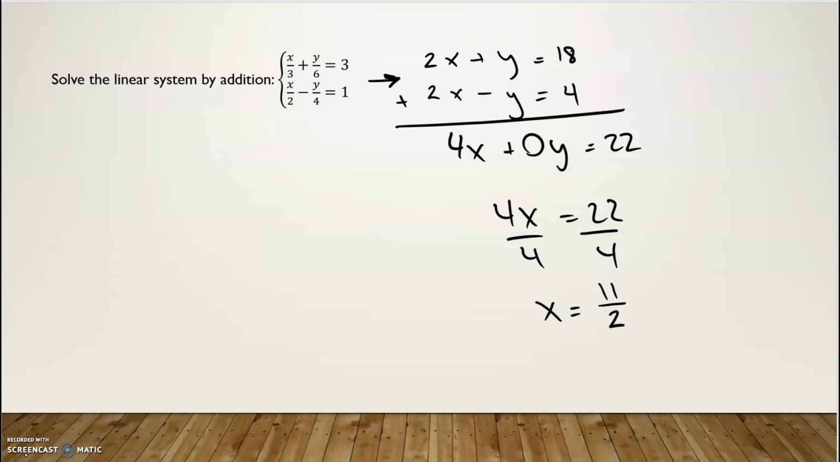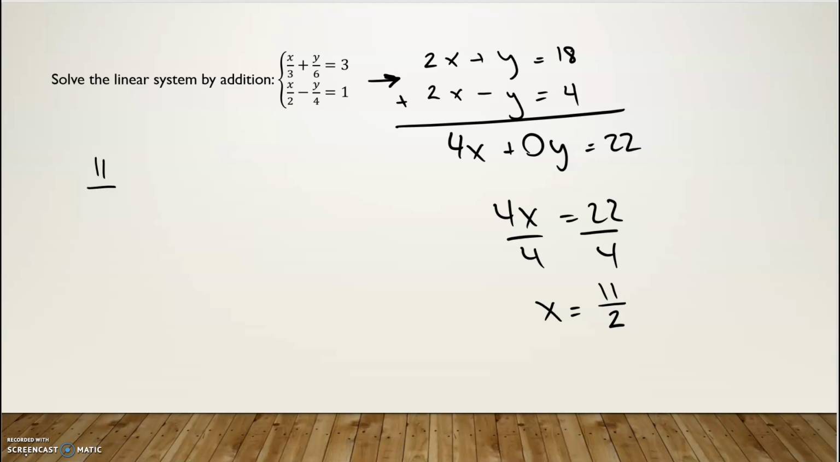This is section 7.1, part 3. We're trying to solve the system by the addition method. I've already found x, and now I'm going to go back and try to find y by plugging 11 over 2 either into equation 1 or 2. Either one, it doesn't matter. I think I'm going to choose equation 2.